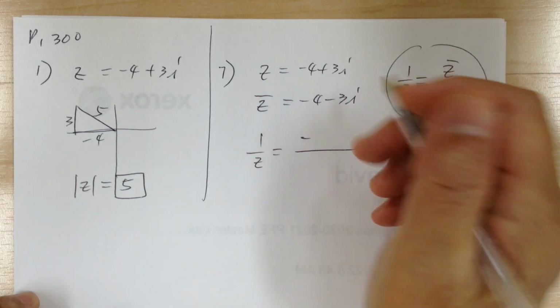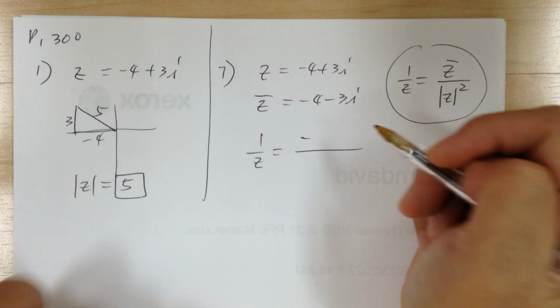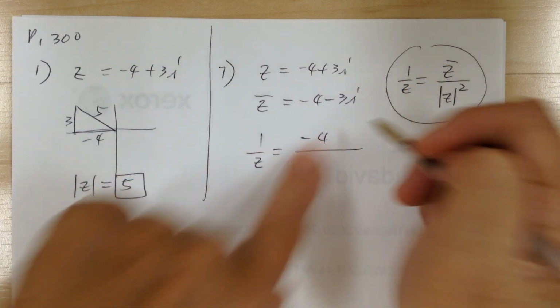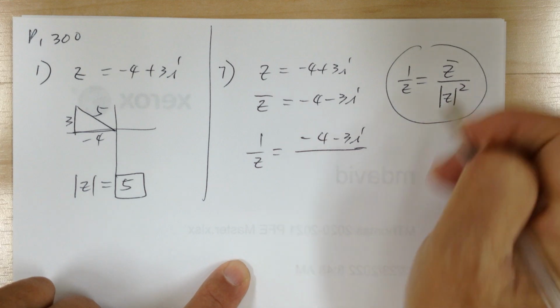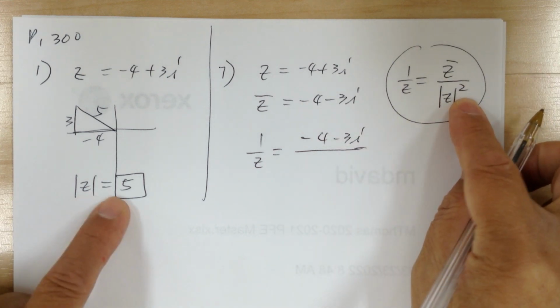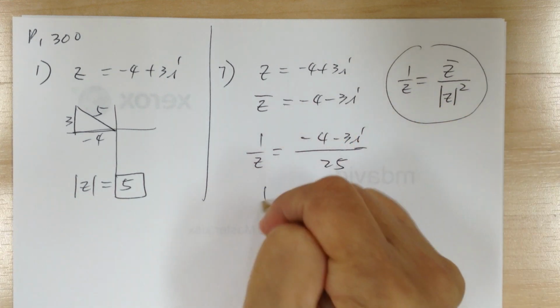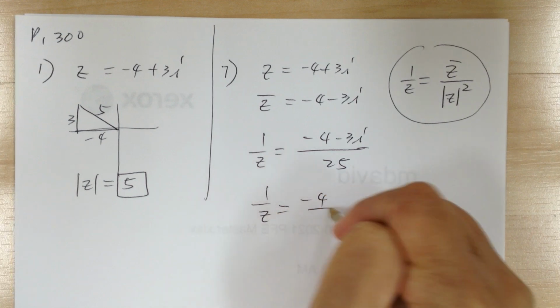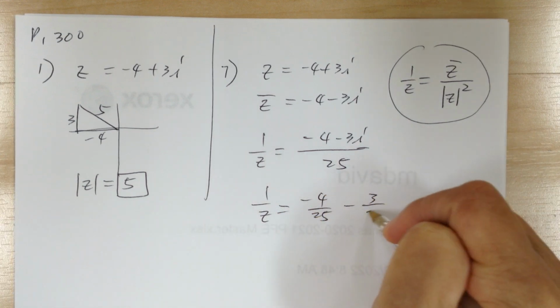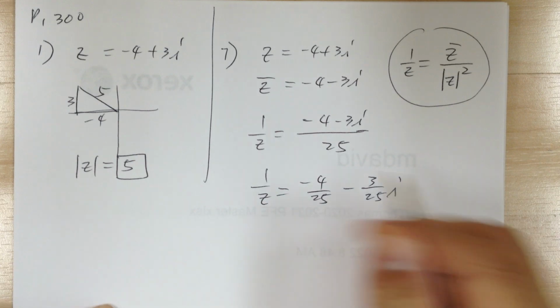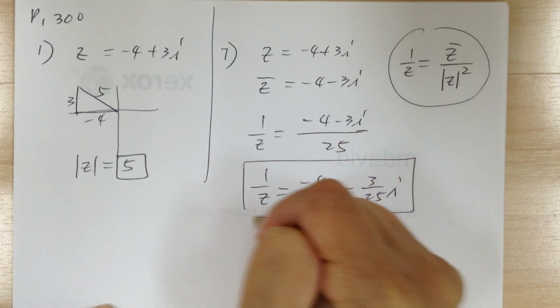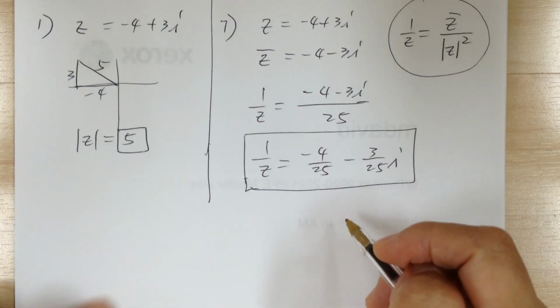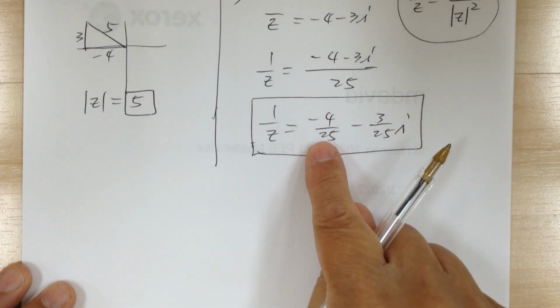So it'd be -4, right, minus 3i over the absolute value of z squared, which would be 25. So 1 over z will equal -4 over 25 minus 3 over 25i. Okay, and make sure you write it in the a plus bi form.